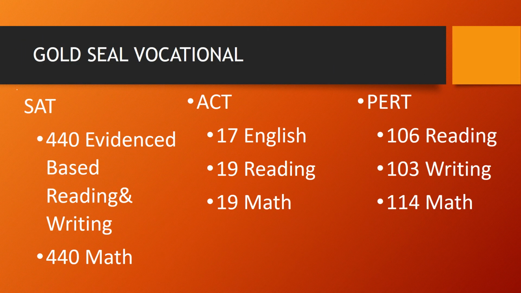The test score requirements for the Gold Seal Vocational Scholarship is a 440 evidence-based reading and writing score and a 440 math on the SAT. On the ACT, it is a 17 English, 19 reading, and a 19 math. And for the PERT test, it's a 106 reading, a 103 writing, and a 114 math.